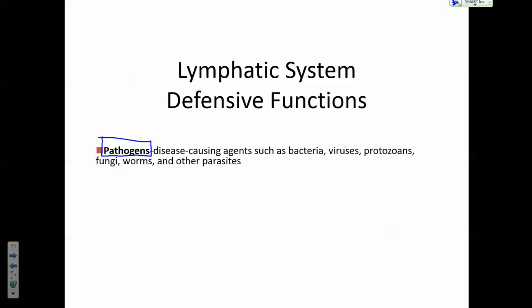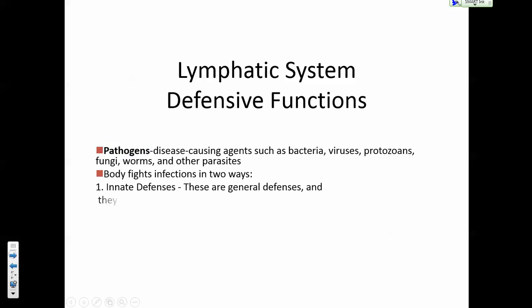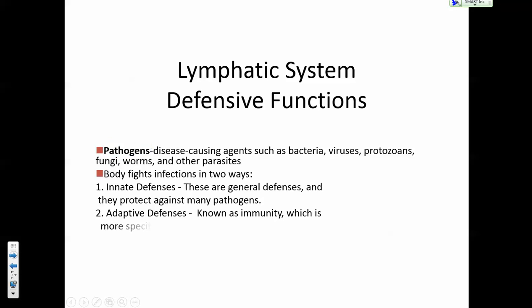But a pathogen could be a bacterial cell, a viral particle, protozoans, fungus, like athlete's foot is a fungus. Ringworm is a fungus. It causes a disease. It's a pathogen. And we fight these pathogens in two basic ways.